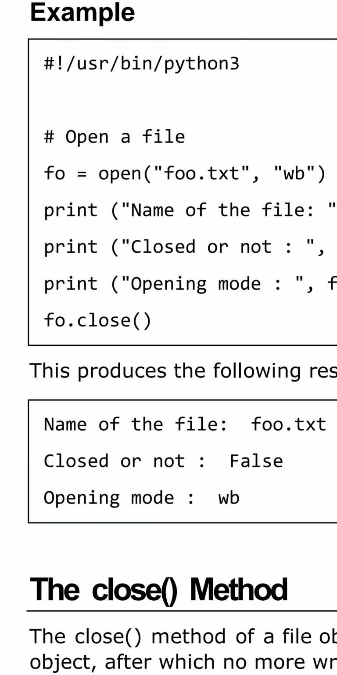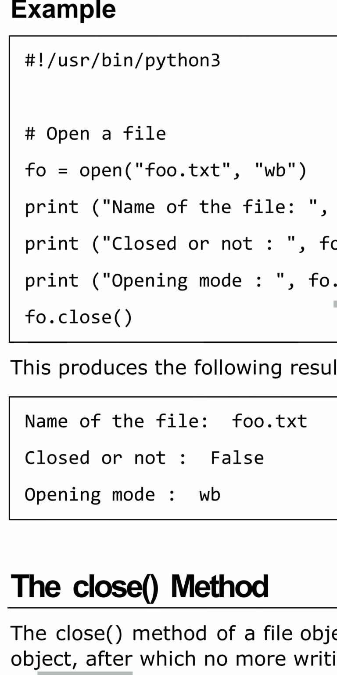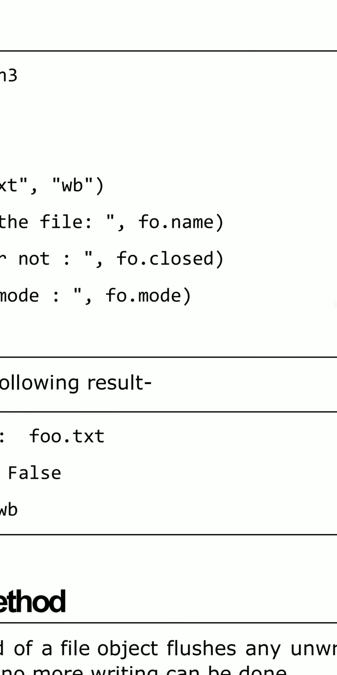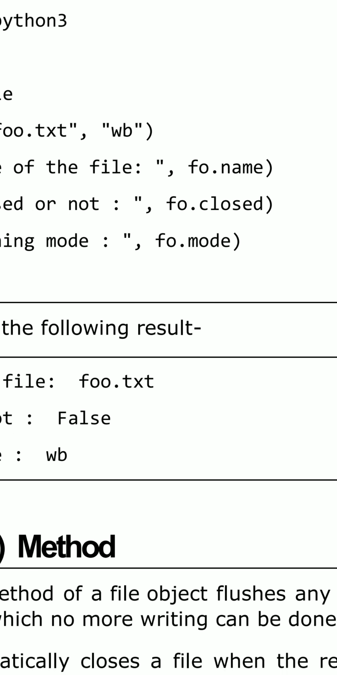Consider the program. Here fo is the variable, and we open a file, foo.txt. foo.txt is the file name, and it is opened in wb mode. That means writing mode, where I have to write something in binary format only. The cursor is pointing at the start of the file, and then we call three print statements. First one is fo.name, that means the name of the file. Then whether the file is closed, and in which mode the file was opened. I am asking the compiler three questions.